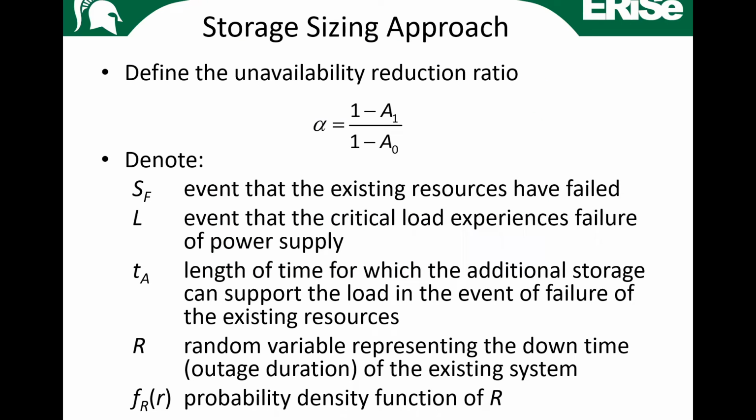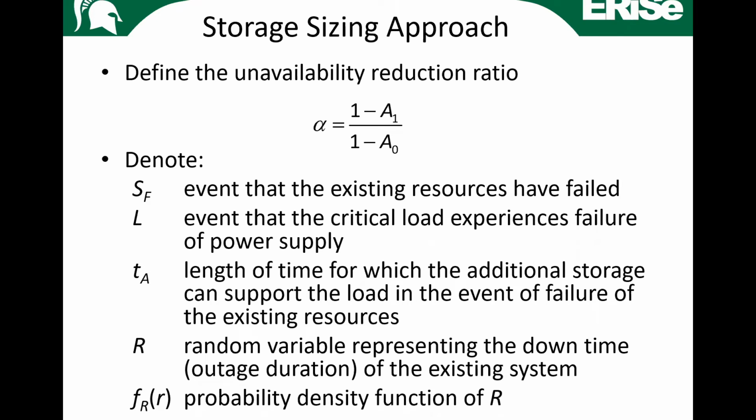Now, for those of you who have worked with probability, this is very familiar language. SF is the event that your utility supply has failed. There's no power coming out the wall outlet. L is the event that the critical load, which is the computer, experiences a failure of supply. That is, both the utility power is out and your UPS has run out of battery. TA is the length of time for which your UPS can feed your computer.